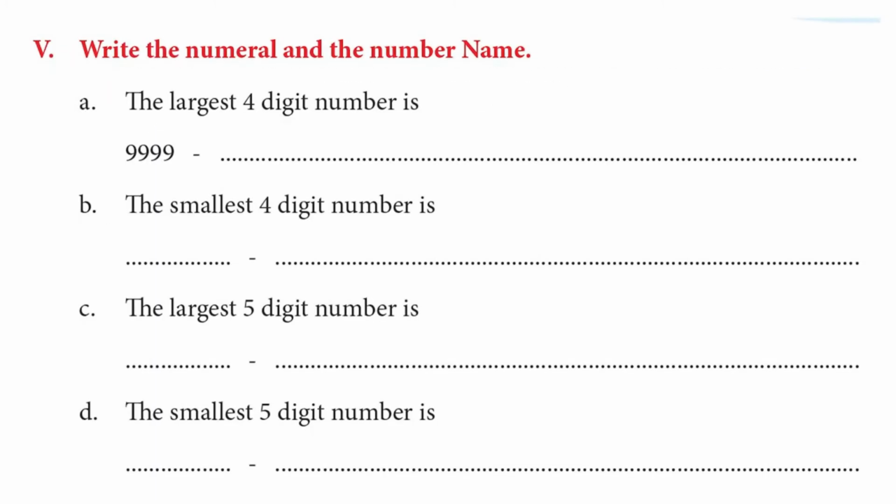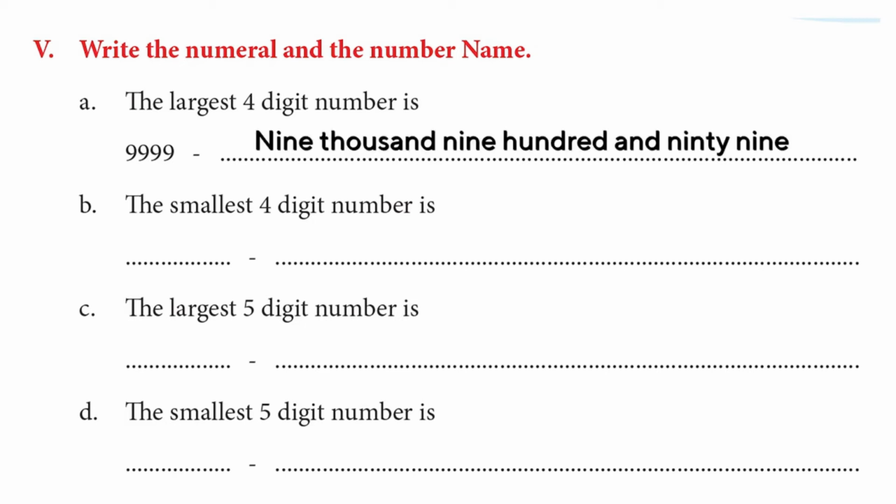Alright, the next one, write the numeral and the number name. So, the largest 4 digit number we learnt is 9,999. So, the expanded form of the number name is 9,999. If you really think you need a little help, take your notebook and write it down in expanded form, then it is easy for you to find the number name. Go ahead and finish the rest.